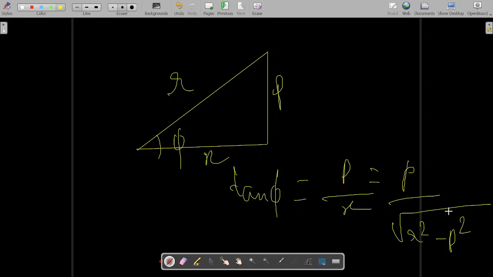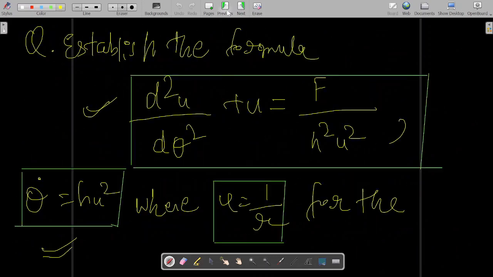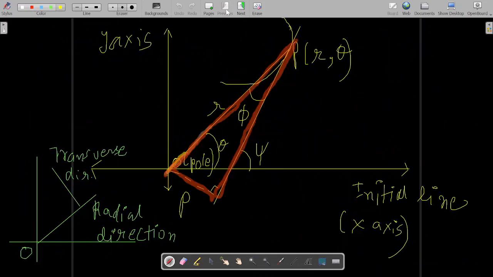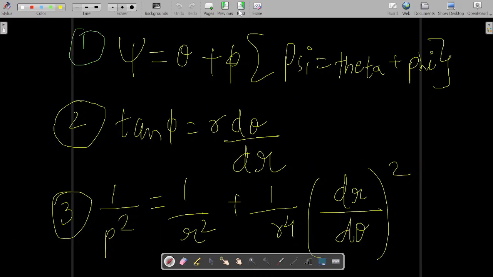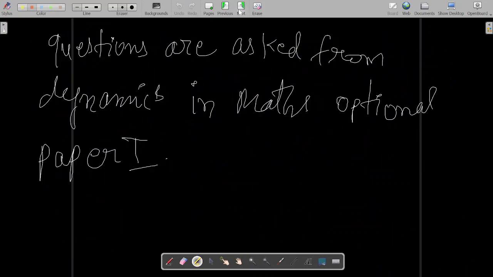And d theta by dr. Now we have something called theta; we have theta also over here. Tan phi value has already been given to you in the beginning of the class. Tan phi is R d theta by dr. It has already been given to you in the beginning of the class.